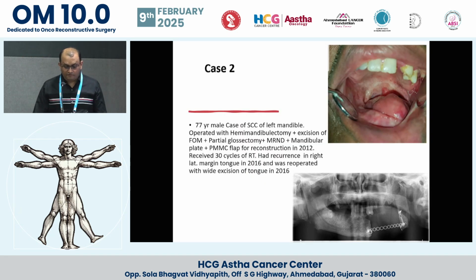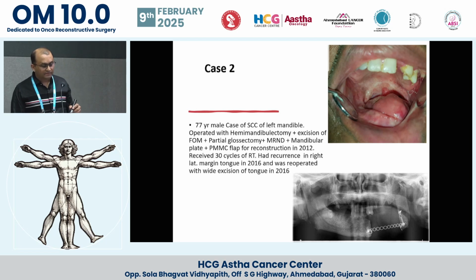Next case is of a 77-year-old patient, twice operated and radiated. If you see in this patient, some plate was put, and because of not using a recon plate or doing pre-plating, the condyle is out of the glenoid fossa and there was no alignment of the lower jaw. It is tilted lingually and only half of the mandible is there.